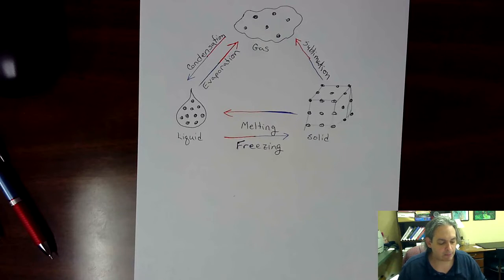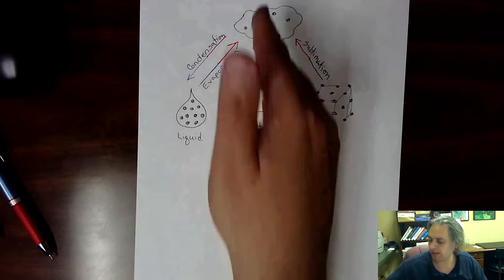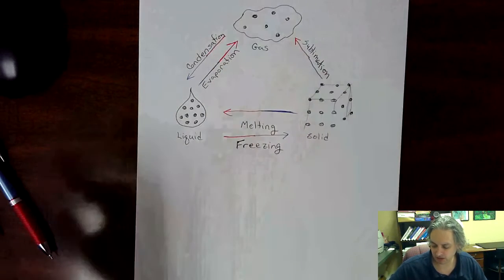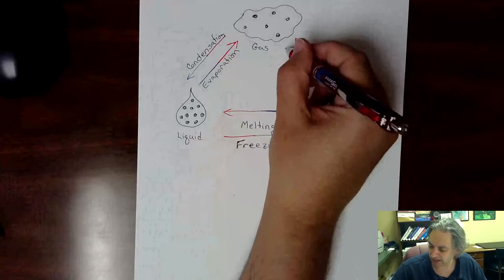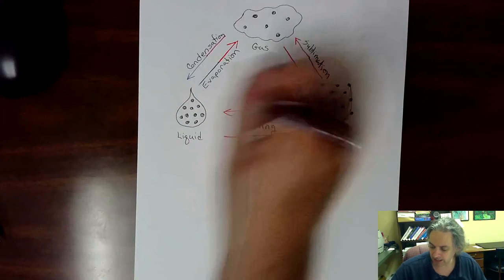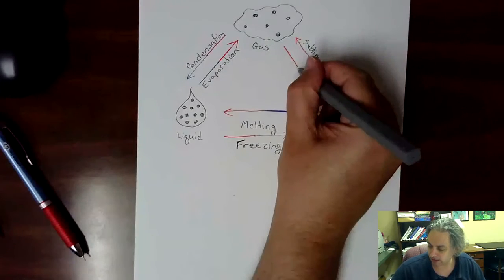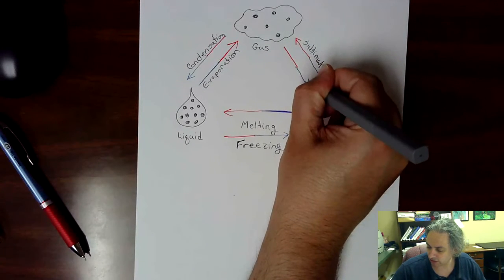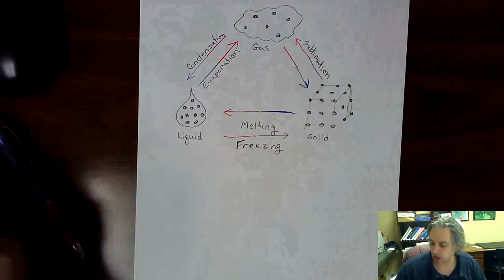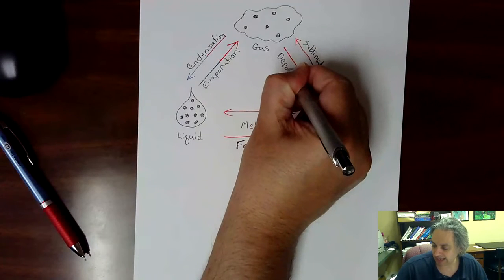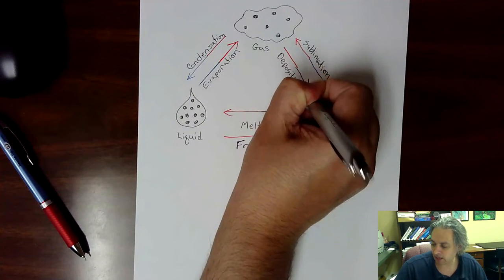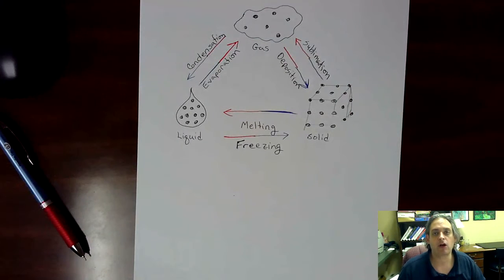Now, what's the opposite of sublimation? What if we go from the gas phase to the solid phase? So in the gas phase, we're much higher in energy, and then we cool off into the solid phase. And so going this way is what we call deposition. The gas is depositing as a solid, and so we call this deposition.